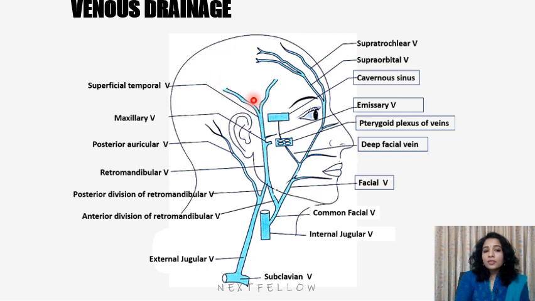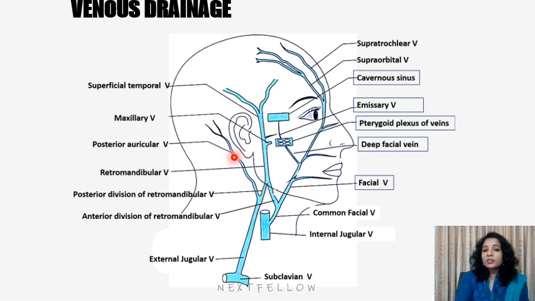The other veins of the scalp are superficial temporal veins. Superficial temporal veins join with the maxillary vein to form retromandibular vein. Retro means behind, so the vein is present behind the mandible within the substance of parotid gland. So it is called retromandibular vein. As it reaches the lower end of parotid, it divides into anterior and posterior division. Anterior division joins with the facial vein to form the common facial vein which drains into internal jugular vein.